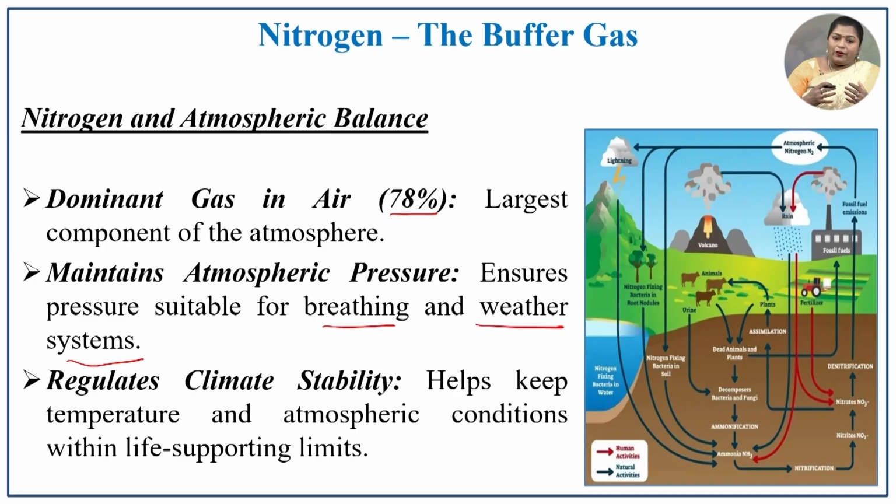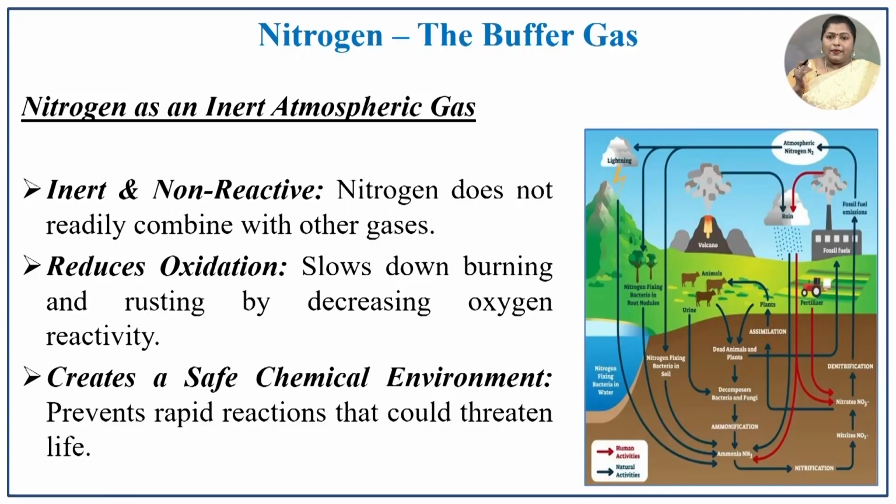In what way does it regulate climatic stability? How far the temperature should go and how far the atmospheric pressure should go, all of this is stabilized by nitrogen gas. Nitrogen is an inert, non-reactive gas. It has no color and no odor. It does not readily mix or combine with other gases.